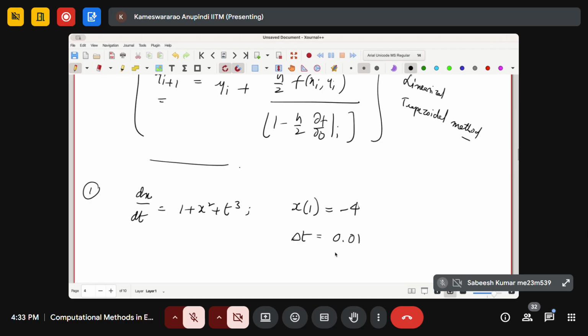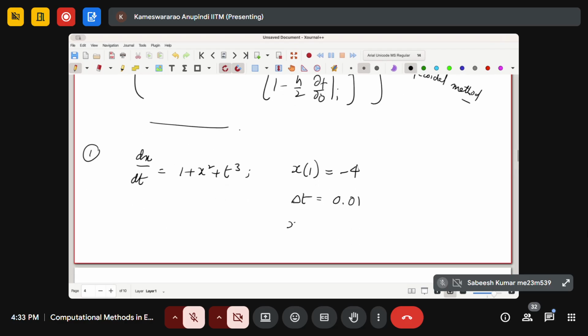I will not ask you to calculate all the way to x of 2. The question says to calculate all the way to x of 2, which is too much with hand calculation, because essentially that is 1 by 0.01, which is going to be 100 steps. So we will probably do 5 steps or something. I'll probably ask you to calculate up to x of 1.05, 4 or 5 steps or something like that.